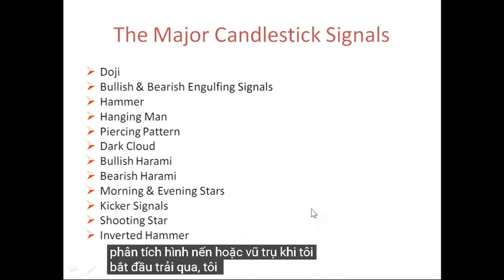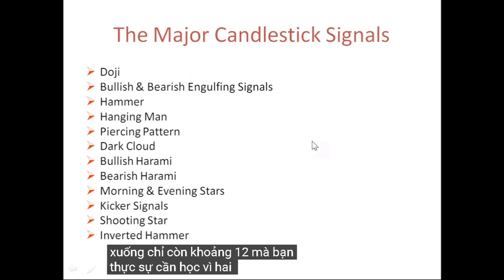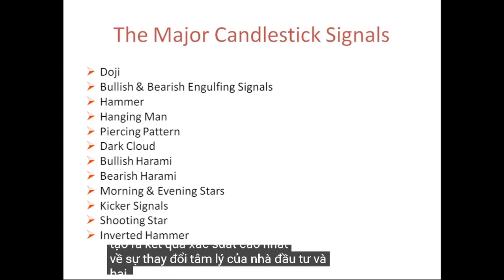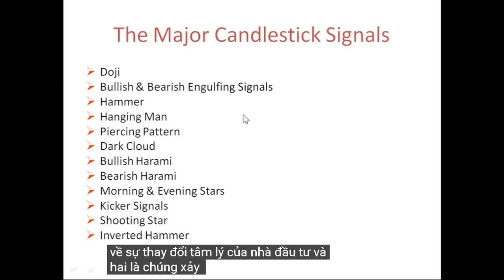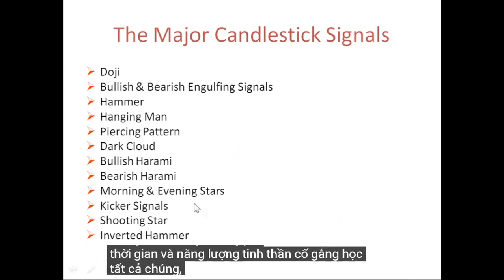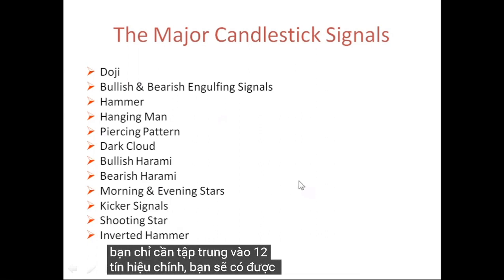When I started going through, I wanted to learn every single one of them. But it came down to there was only about 12 that you really need to learn for two reasons. One, because these are the signals that create the highest probability results of a change of investor sentiment. And two, they occur 99.9% of the time. So instead of wasting your mental time and energy trying to learn all of them, if you just concentrate on the 12 major signals, you get two major advantages.